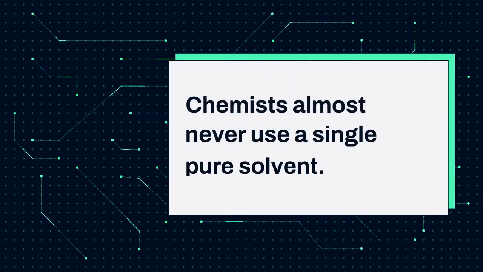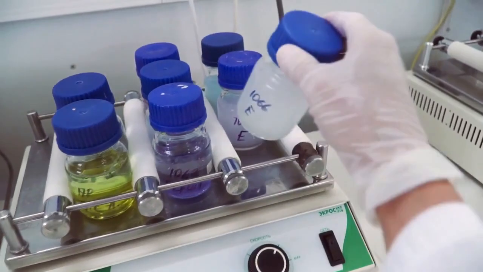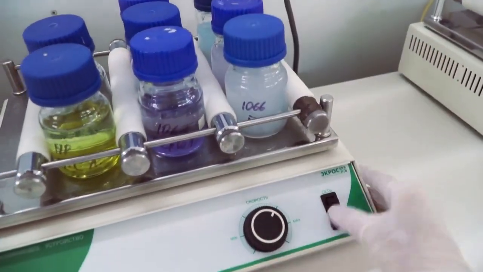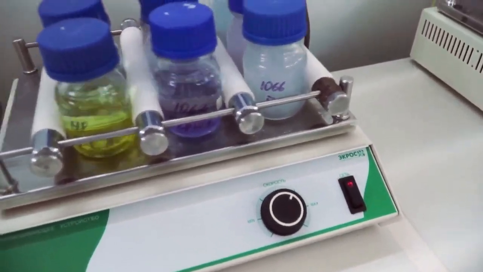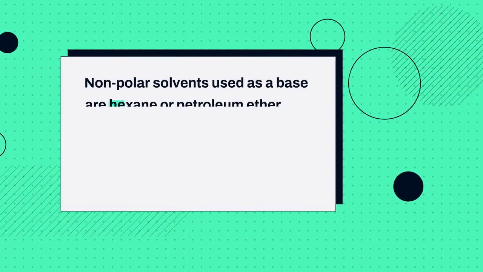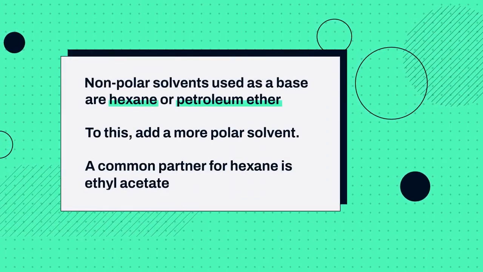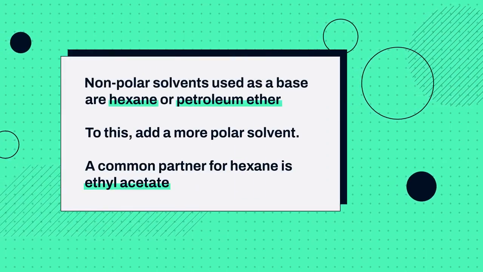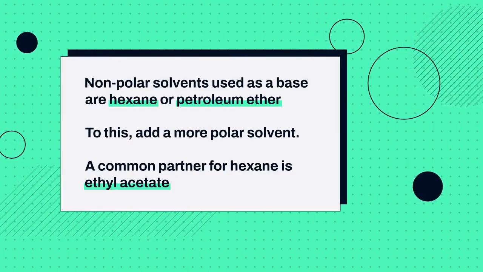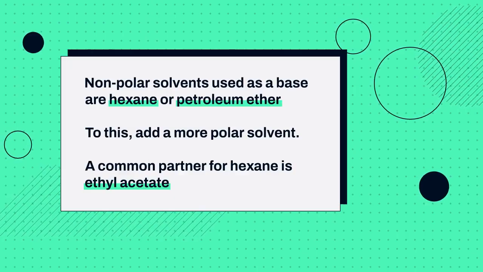This is why chemists almost never use a single, pure solvent. Instead, we create a solvent system, which is a carefully chosen mixture of two or more solvents. By mixing a nonpolar solvent with a polar one, we can fine-tune the overall polarity of the mobile phase. Some common nonpolar solvents used as a base are hexane or petroleum ether. To this, we add a more polar solvent to increase the pulling power.